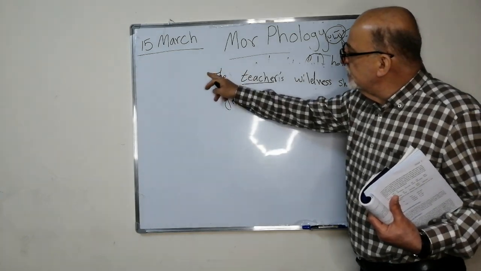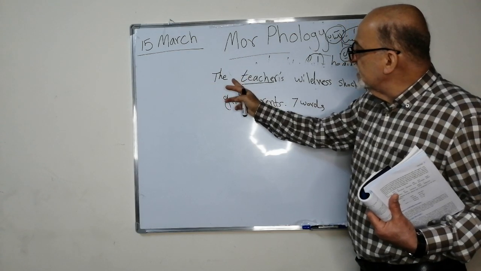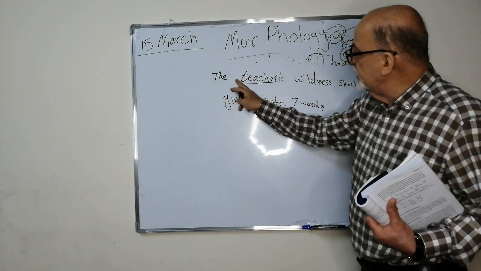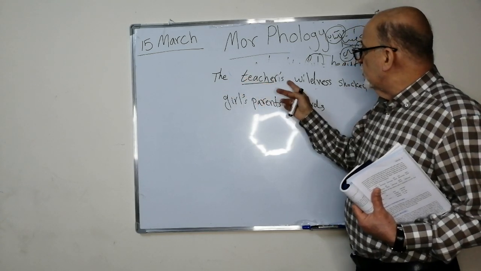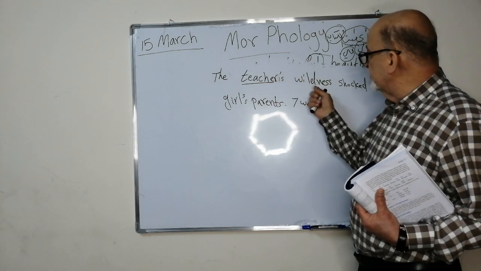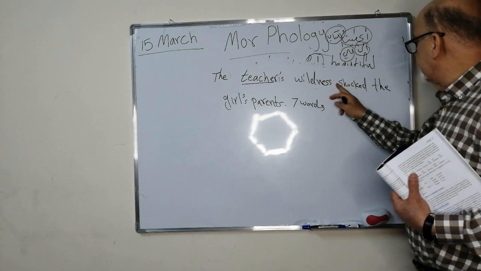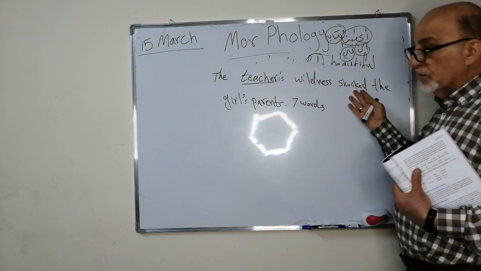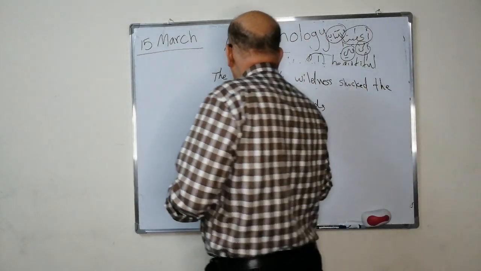First, it is written separately. Then there is a space between this and this. Because there is a space between this and this, this is a word. Because there is a space between wildness and teacher, this is a word. Because there is a space between shocked and wildness, shocked is a word. And so on.